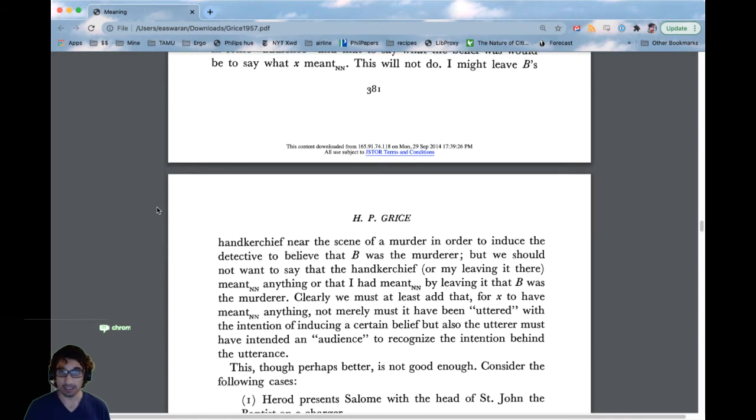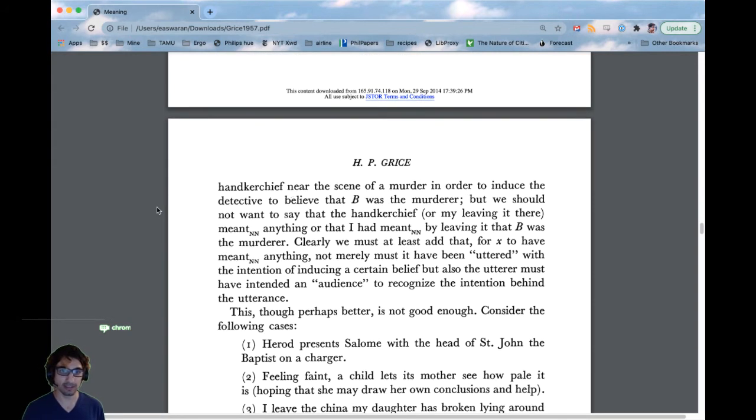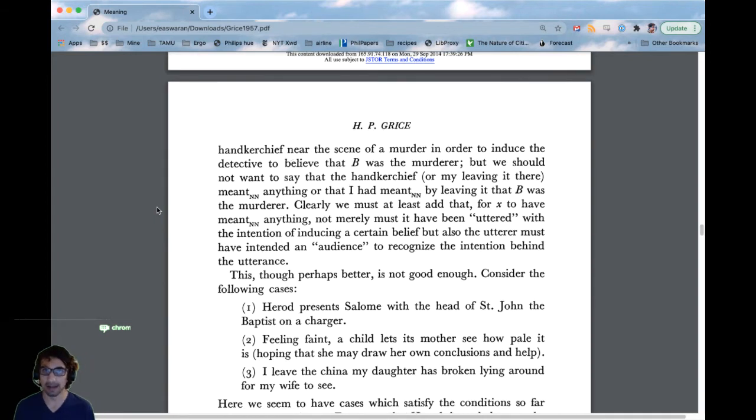For instance, I might leave B's handkerchief near the scene of a murder in order to induce the detective to believe that B was the murderer. But we should not want to say that the handkerchief or my leaving it there meant anything, or that I had meant by leaving it that B was the murderer. I think he's imagining some case where I'm trying to frame B and I don't even want anyone to know what I'm doing. I'm trying to get someone to believe something by doing something, but that's not enough for it to count as meaning.